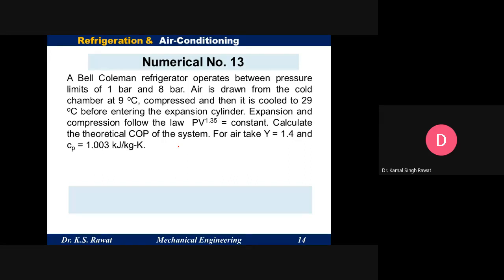So we will solve this question in our next lecture. आज का time हो गया है. And apart from that, we will also solve a numerical of the actual Bell-Coleman cycle, where the isentropic efficiency of the compressor and turbine is given. Then the numericals on the Bell-Coleman cycle are over. Then we will do the numericals on simple, bootstrap, reduced ambient air and regenerative cycles.